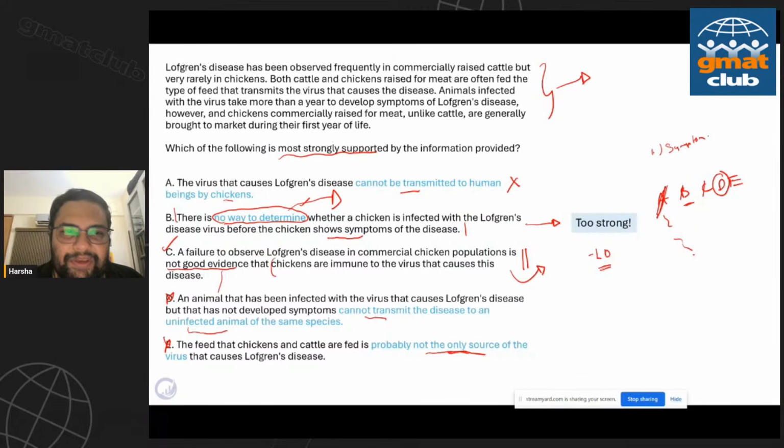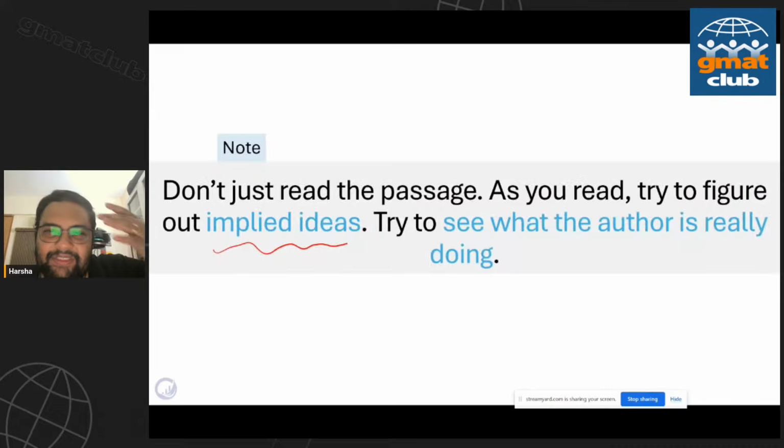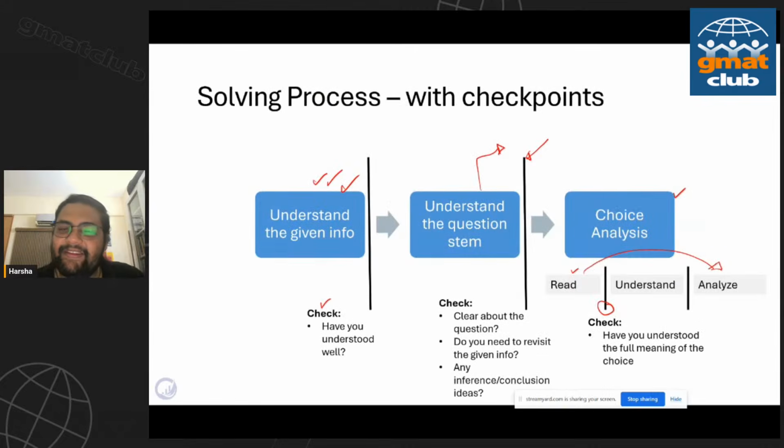So choice B here, when they say that there is no way to determine whether a chicken is infected before it starts showing symptoms, is that idea clear to you? Else, you may want to pause here, give yourself a few seconds just to ensure that you've understood the choice. Once you have understood the choice, the analysis is usually much more straightforward. With all of CR, you'll know what to do with each of these question types. But first, ensure you've understood stuff.